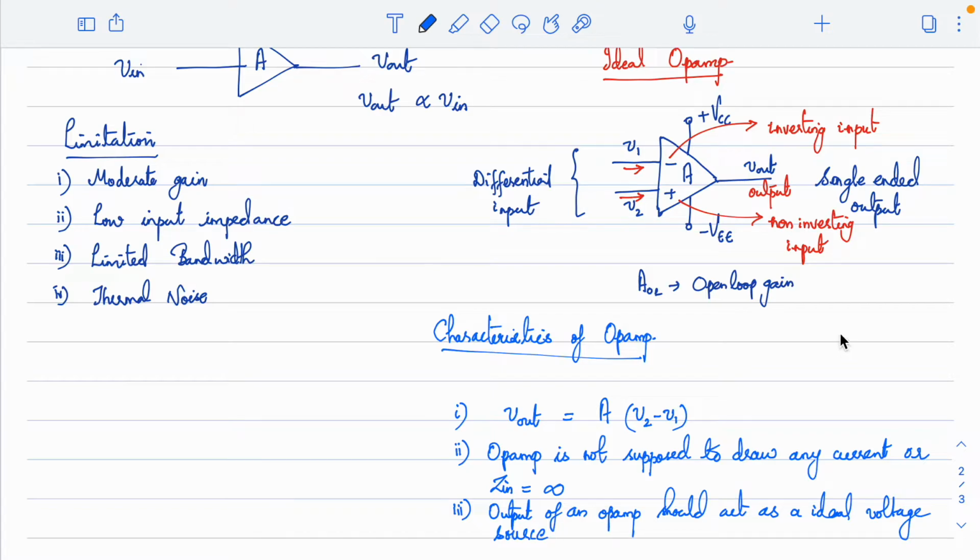What is the peculiarity of an ideal voltage source? Say if I am marking an ideal voltage source, when I mark the resistance it will be 0. So I can say that the output impedance should be equal to 0.